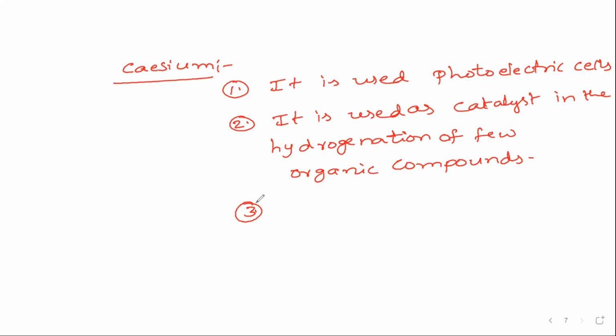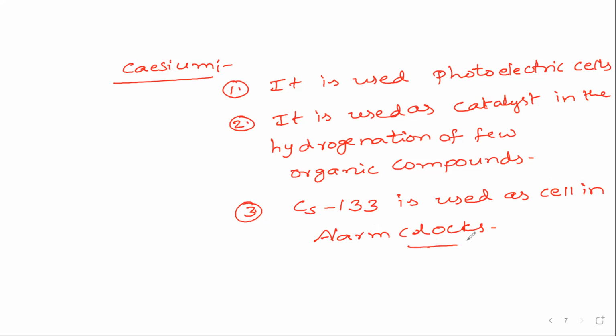Next important point, cesium 133 is used as a cell in alarm clocks. Cesium 133 is an isotope of cesium. So these are the important uses of alkali metals.